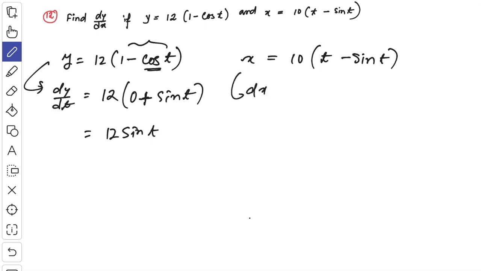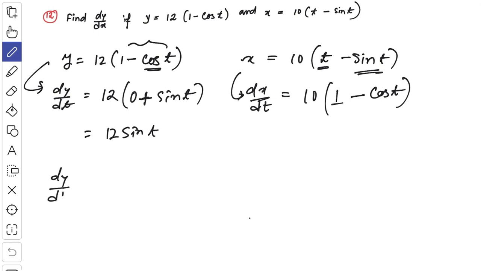And here let us find dx by dt first. So here it will be 10, so derivative of t with respect to t is 1, and derivative of sin t is cos t, so that is dx by dt.